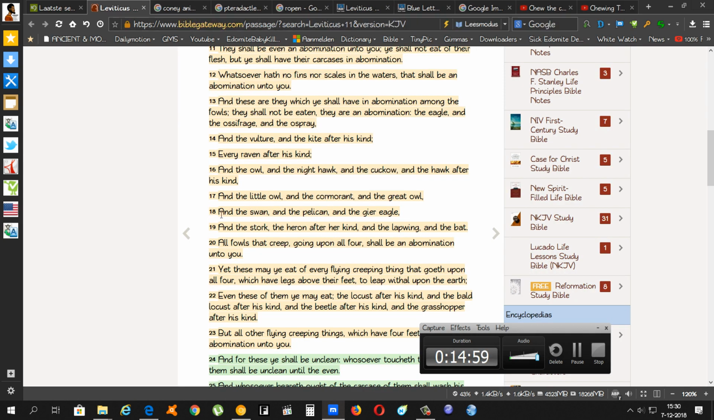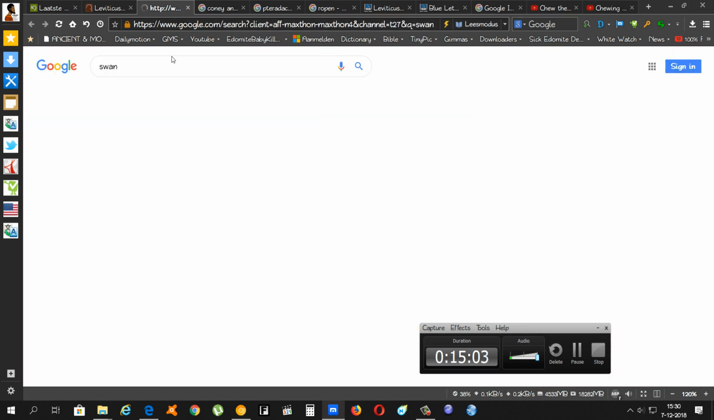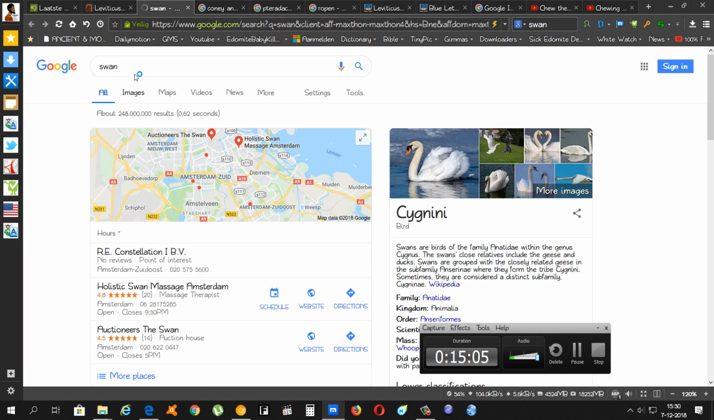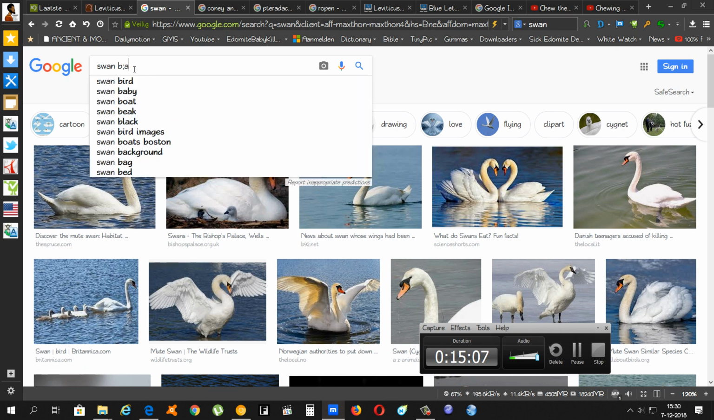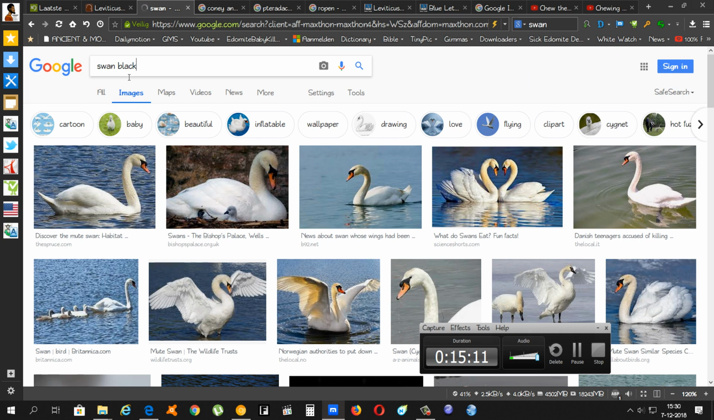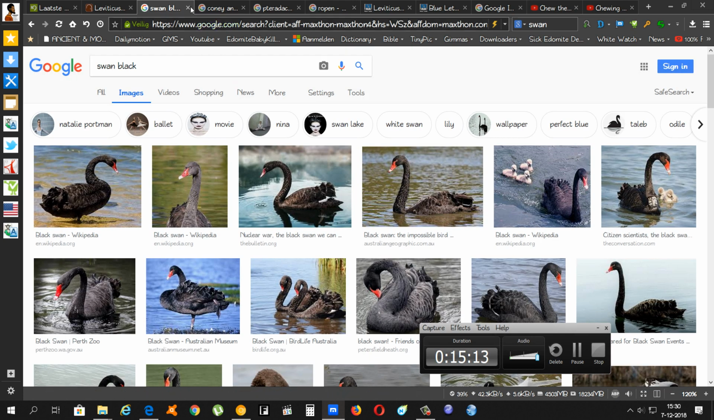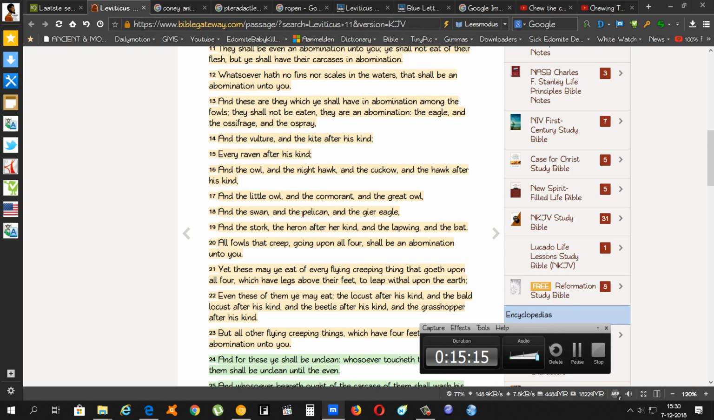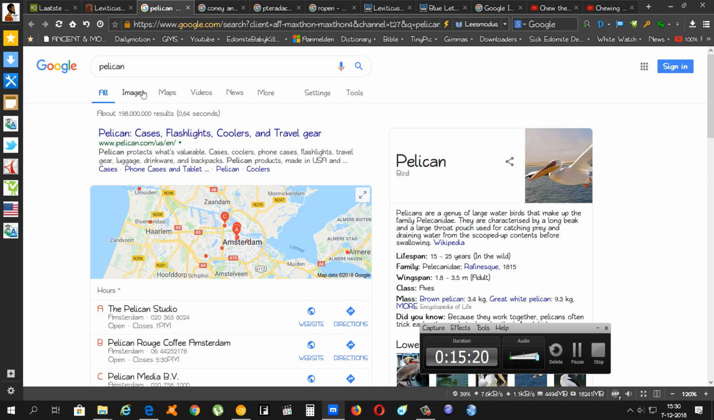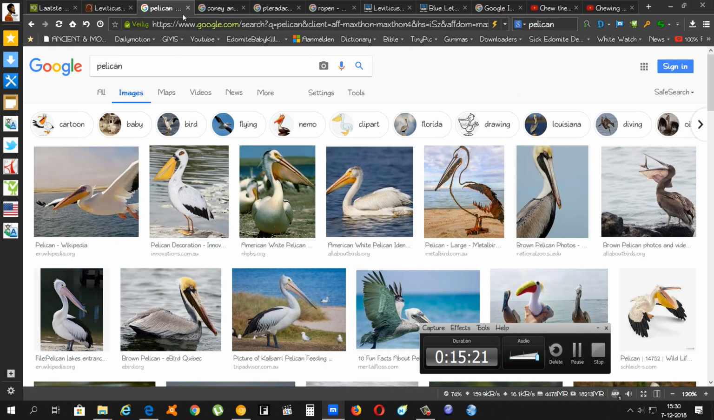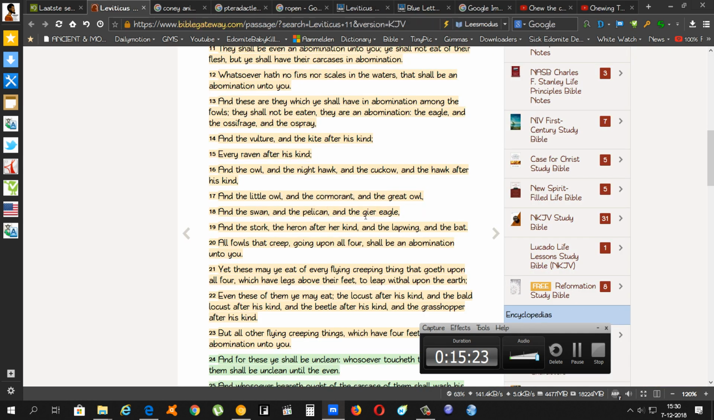And the great owl, and the swan. Everybody knows what a swan is. Well, I think you do. This is a swan, and you even have black swans. You can't eat that. And the pelican, you can't eat that either. And the gier eagle, which is another eagle type, and the stork, which is these devils.